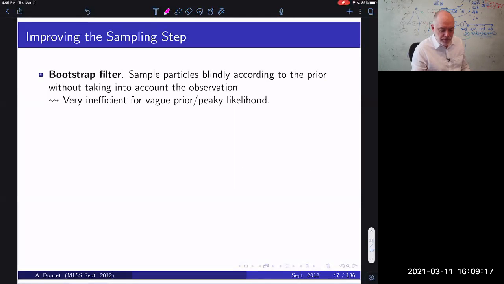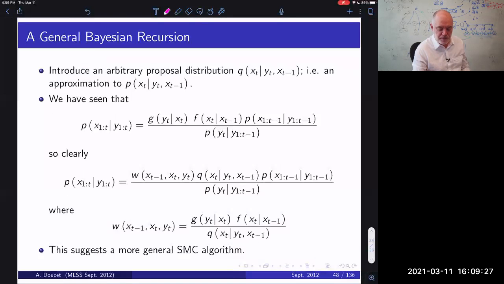Okay, so how do we improve the sampling step? We just basically talked about a bootstrap filter, right, where we sample the particles blindly according to the prior. We don't take into account the observation. So what we can do, just like in importance sampling, is introduce an arbitrary proposal distribution. And here we're just going to look at proposal distributions that look at the current time step y. In Prog and in inference compilation and so on, we're going to think about proposal distributions that take into account the full sequence of observations, but that's actually a little bit dicey, so we're just going to go with what's standard here.